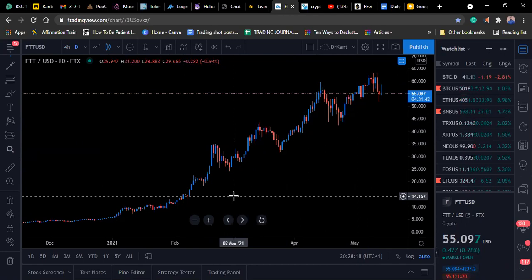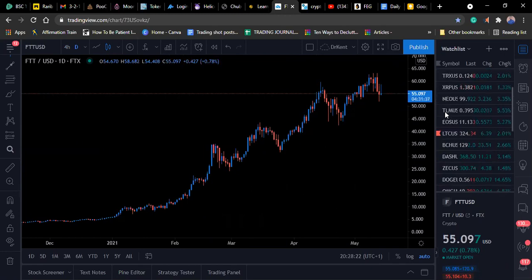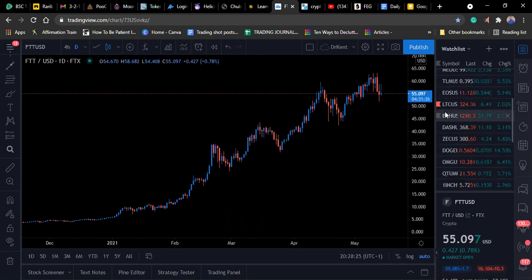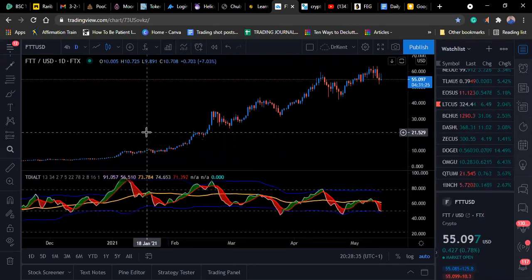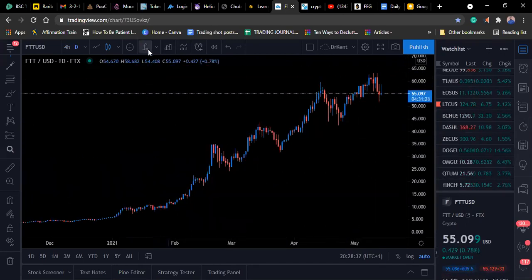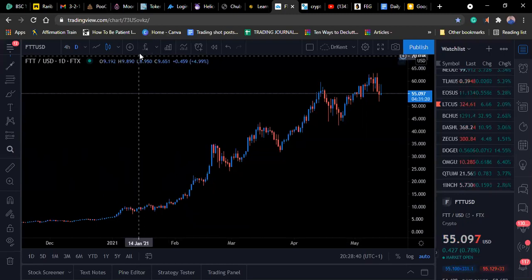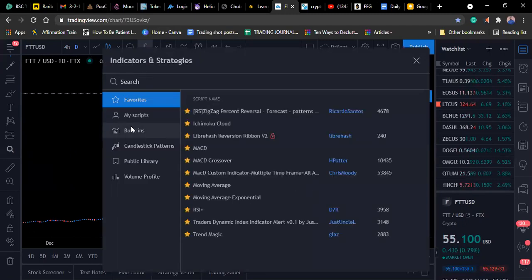So the next thing is the tools that you use for analysis. Okay, you've created the pairs you want to trade. Now the tools. What indicators do you want to be using, if you're using indicators? For me, I combine indicators and my price action. So I come here, see this F sign here. This is where you have your indicators. I click on F. It opens my favorite indicators. There are free indicators and there are paid indicators.